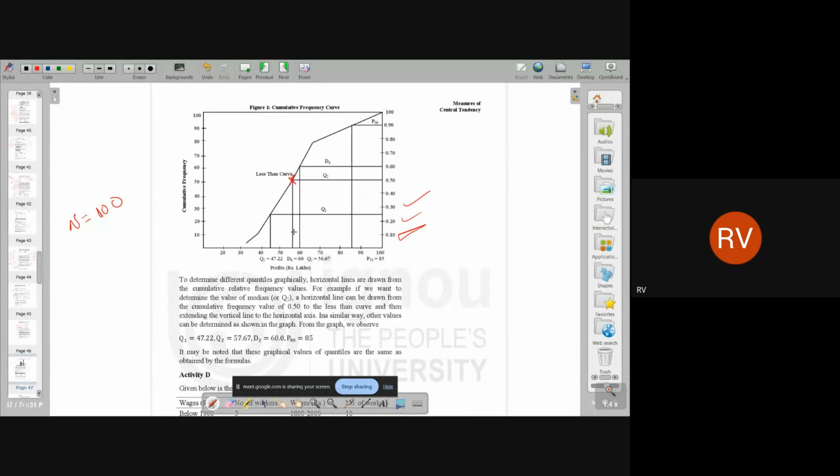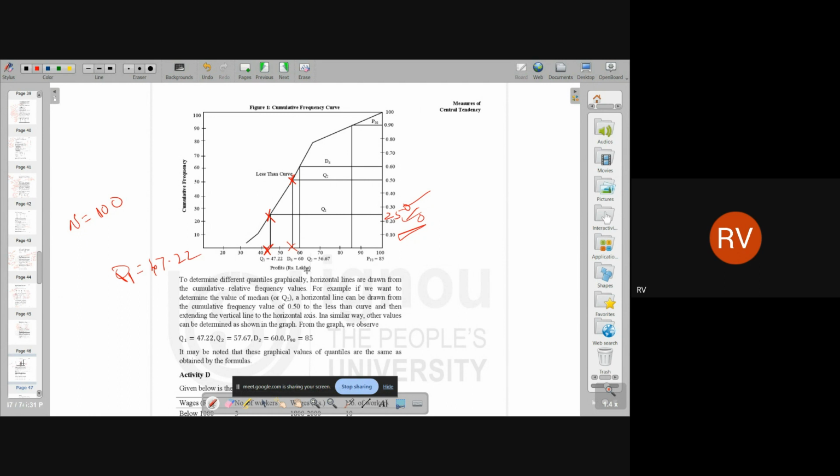Draw a line vertically from the corresponding point. This point is Q2. Then Q1 is the 25th percentile. Draw the horizontal line to this graph, then draw a vertical line. This is the point Q1. Q1 is 47.2.